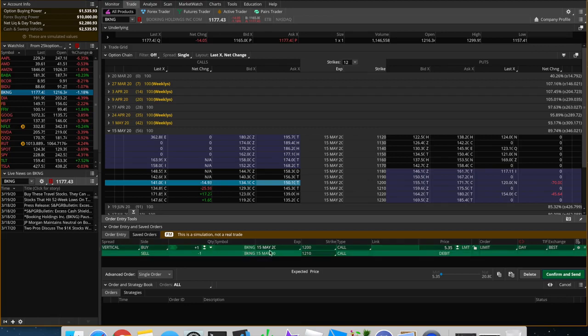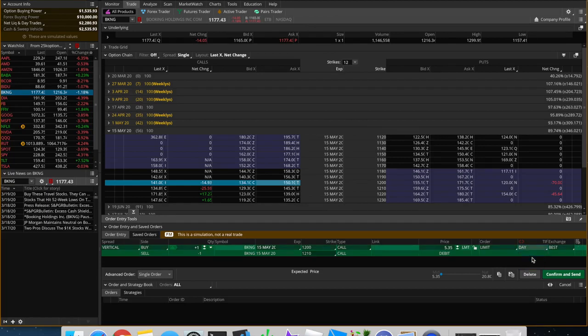Symbol is BKNG. Expiration date is what I've alerted about. You're buying the 1200 call, that's the strike, and it says buy here too, and then you're selling a 1210 call, and it also says sell. Strike type is call, and then it shows you the amount you'll be paying, the debit, to buy this trade. Now change it to GTC or day, however you want.